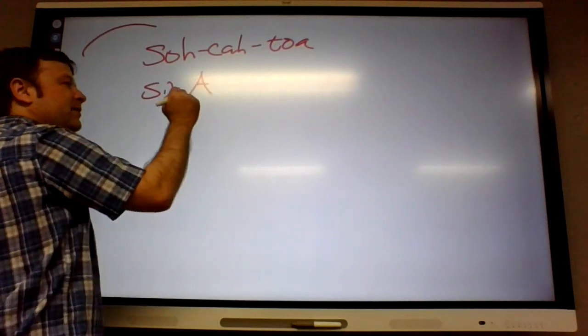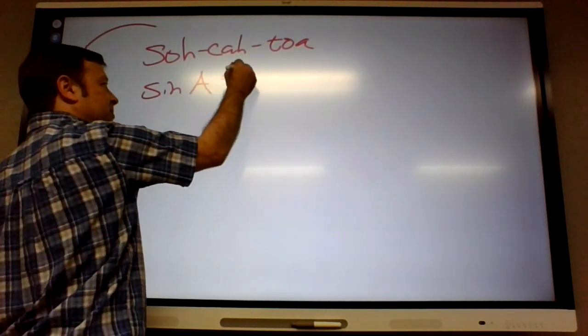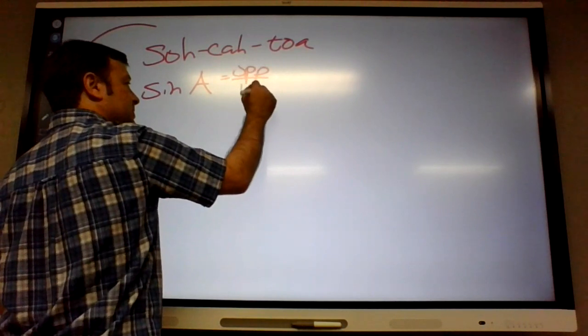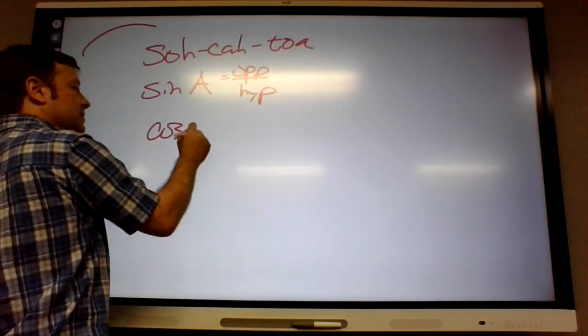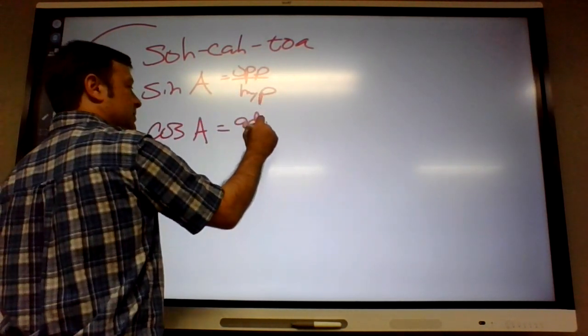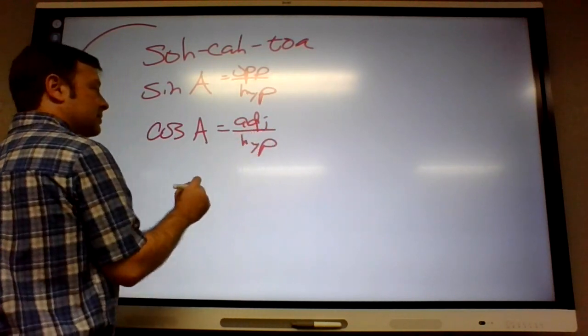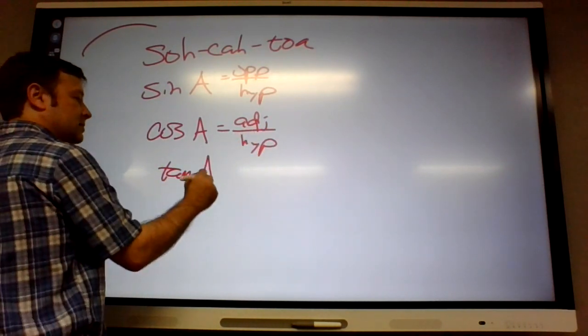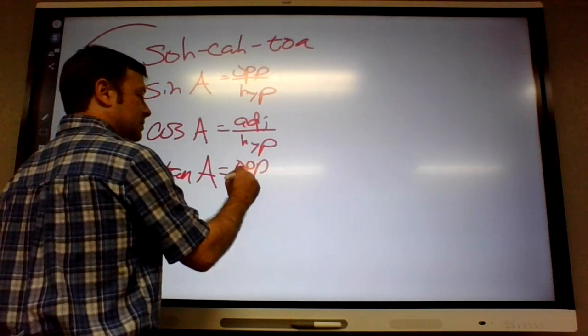Okay, sine of the angle is opposite over hypotenuse. Cosine is angle adjacent over hypotenuse. Tangent is angle opposite over adjacent.